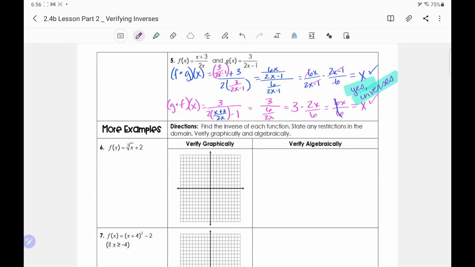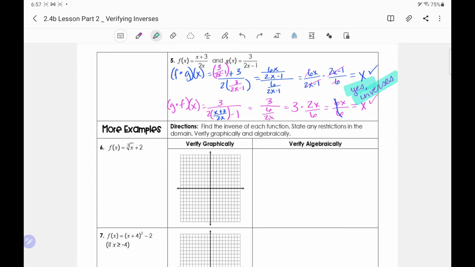Okay, here's the solution. I think the main thing that could be a potential concern is if you don't know how to deal with these denominators. For example, right here, 3 over 2x minus 1 plus 3, you had to get a common denominator, and the common denominator would be 2x minus 1. That's how we end up with 6x over 2x minus 1.